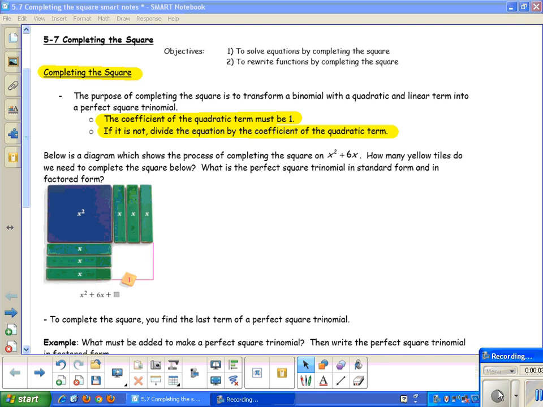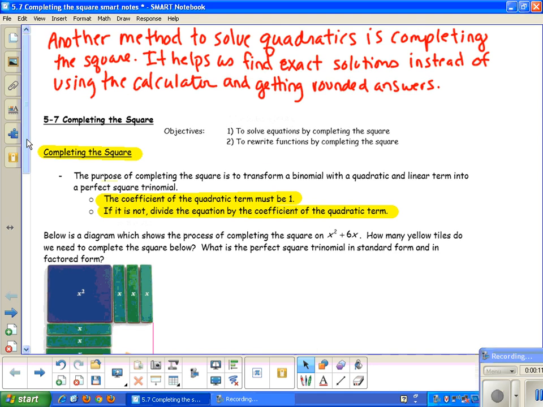Section 5.7, completing the square. Our objectives are to solve equations by completing the square and to rewrite functions by completing the square. For completing the square, it's just another method to solve quadratics. It helps us find the exact solutions instead of using our calculator and getting rounded answers.